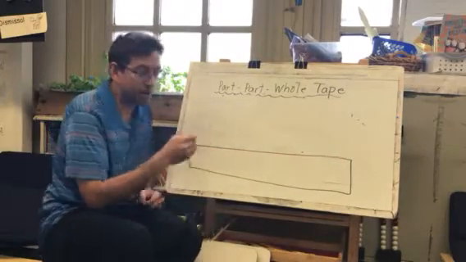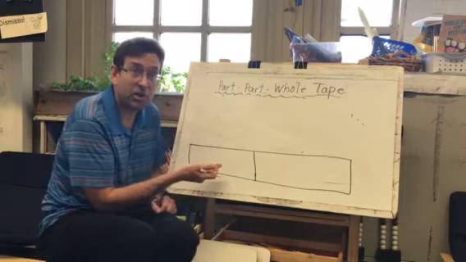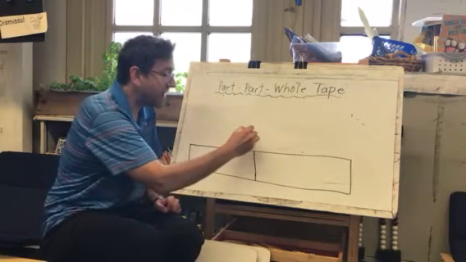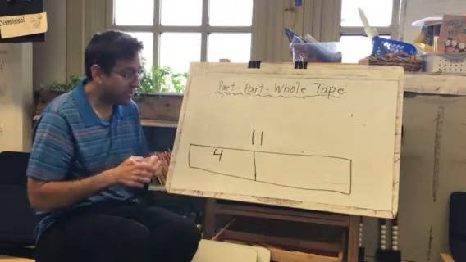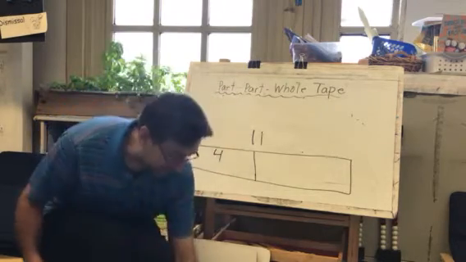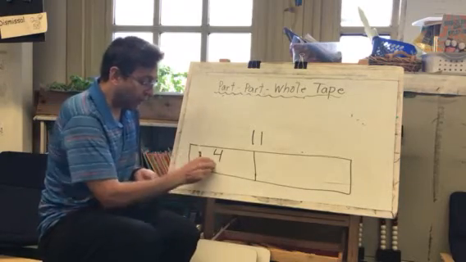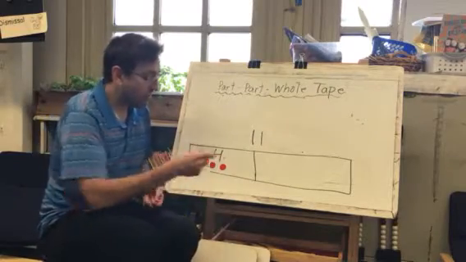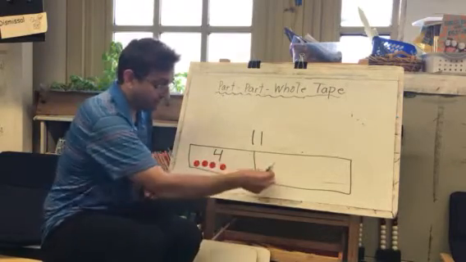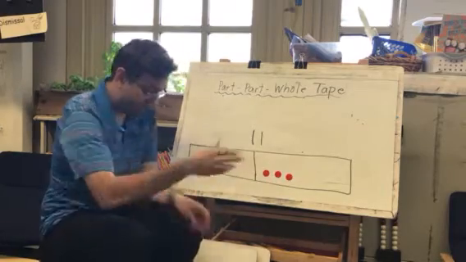sometimes students are given problems where they have to work with just the part, whole tape. So for example, if I have a part, whole tape that looks like this, what that means is I'm making 11 altogether. One part of 11 is 4. What's the other part of 11? Well, that would be 6. That would be 7.